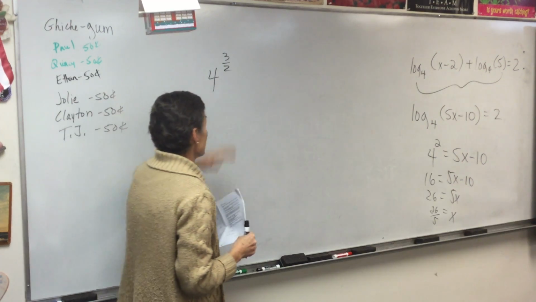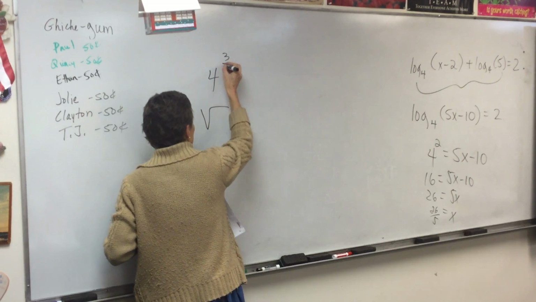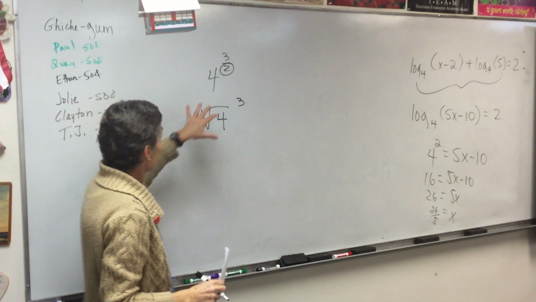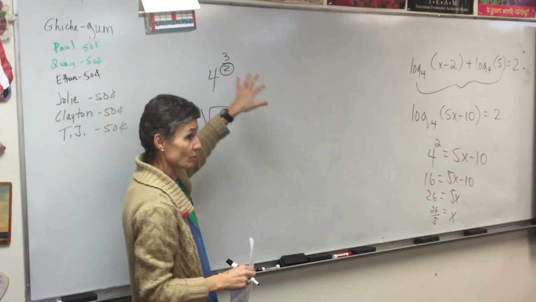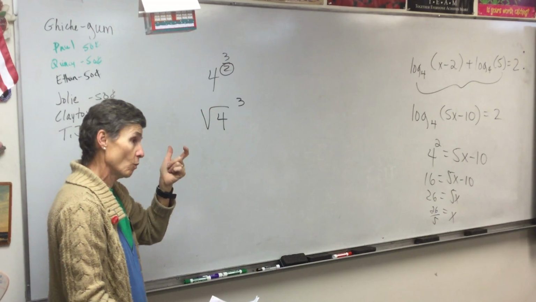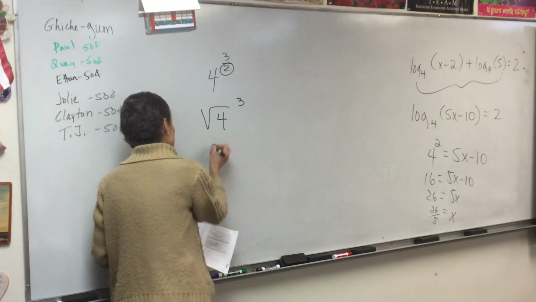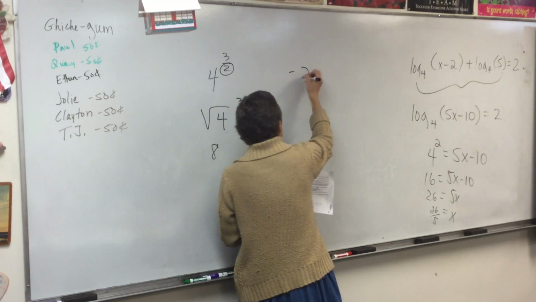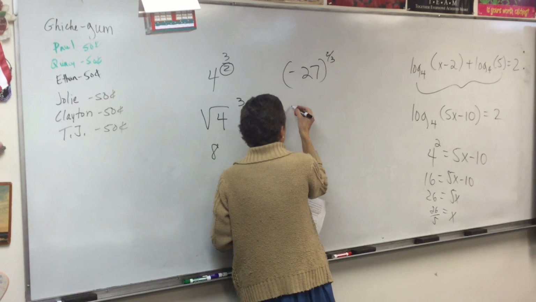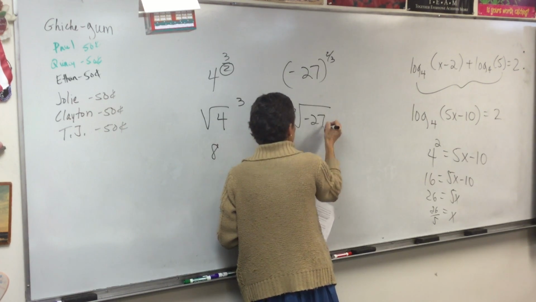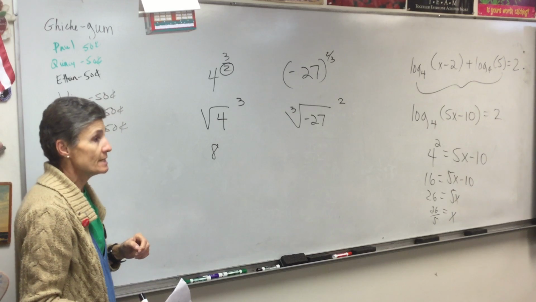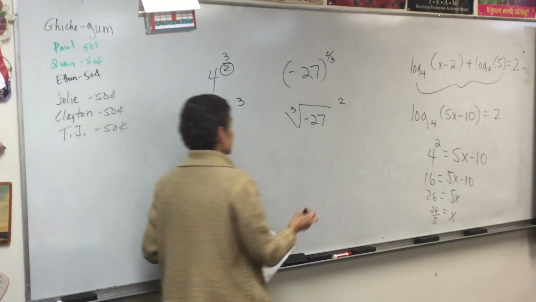What does a fractional exponent mean? It means a root, and the denominator tells you which root, and the numerator tells you which power. So my eyes see 4 to the 3 halves, but my brain immediately thinks the square root of 4 cubed. So the square root of 4 is 2, cubed is 8. So that one's done. Same thing here. I immediately translate it. It's going to be translated into the cube root of negative 27 squared. What's the cube root of negative 27? Negative 3. Squared, 9.